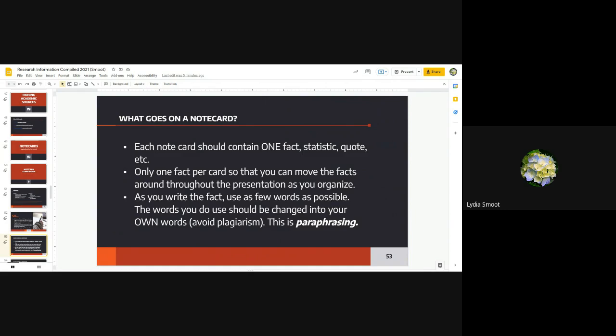As you write down the fact, use as few words as possible. Here's the big catch that some students run into: if they read a fact in an article and they just write it down word for word from the article, they don't remember to go back and change it later. And then when they're presenting and they have to turn in their presentation slides, it pops up as plagiarized because they just took this word for word from the article. We're not going to do that because if we take it word for word, that means you're quoting the article. So you have to write it down as a quote and cite it instead of just writing it down word for word and calling it a fact. So the words you do use for your facts should be changed into your own words to avoid plagiarism. That's called paraphrasing.